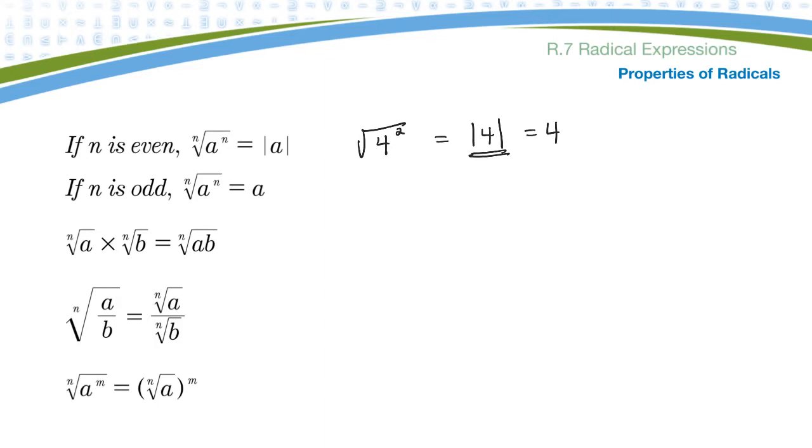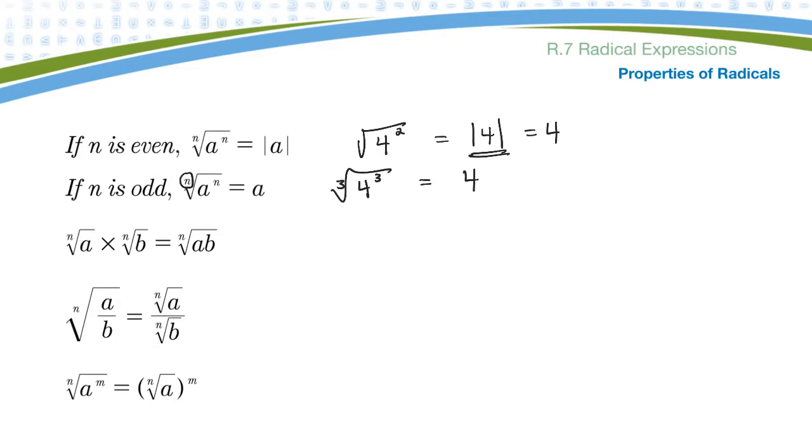And then if you have a radical where the index is odd, say like the cube root of 4 cubed, then the answer to that is just plain 4. And we don't have to worry about positives or negatives with this one, because with cube roots, taking the cube root of a negative number is allowed.